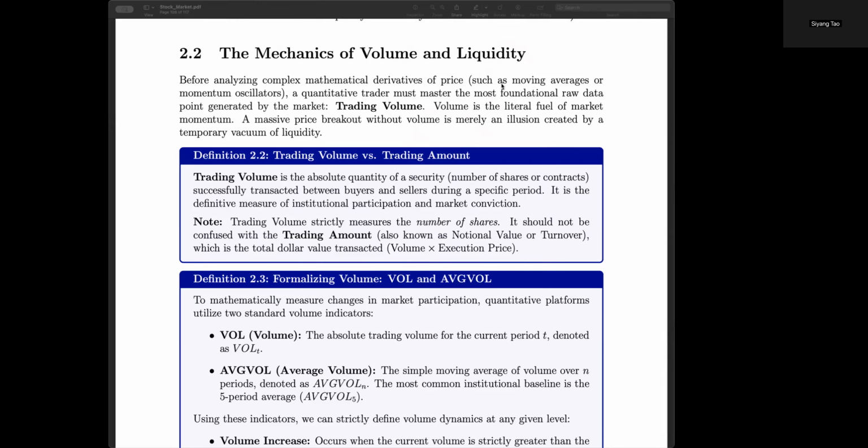Now, right off the bat, do not confuse volume with trading amount. Trading volume strictly measures the number of shares that successfully changed hands. Trading amount is the notional value, the total dollar amount of those shares. For example, if Apple trades 10 million shares, 10 million is the volume. We care about the number of shares because shares represent the physical inventory of the market.